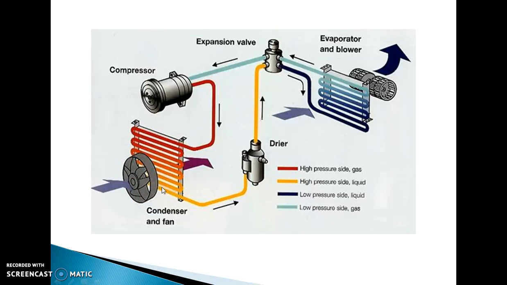That high pressure, low temperature refrigerant is then sent to a dryer, where any moisture or dust particles in the refrigerant will be removed. Then the refrigerant is sent to an expansion valve, where the refrigerant is expanded and the temperature and pressure of the refrigerant are reduced.